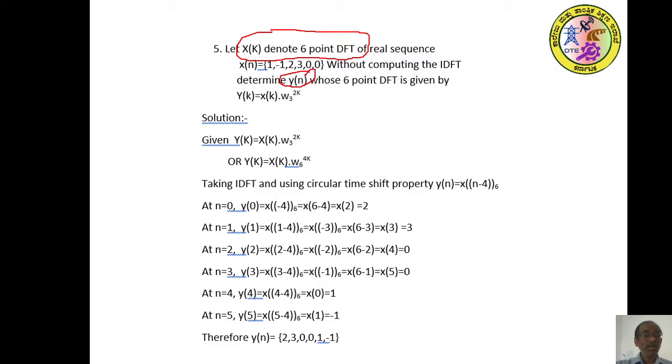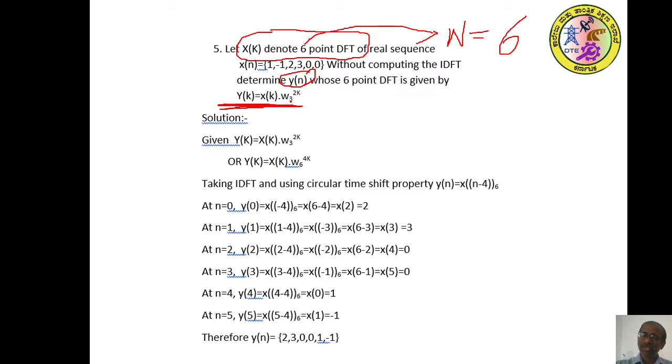But they have not given the relationship in the time domain. They have given the relationship in the frequency domain, that is Y(k) = X(k) times omega 3 power 2k. Be careful, they have told it is a 6-point DFT, which means that your value N is equal to 6. But here omega 3 is there. This 3 should be converted to 6.